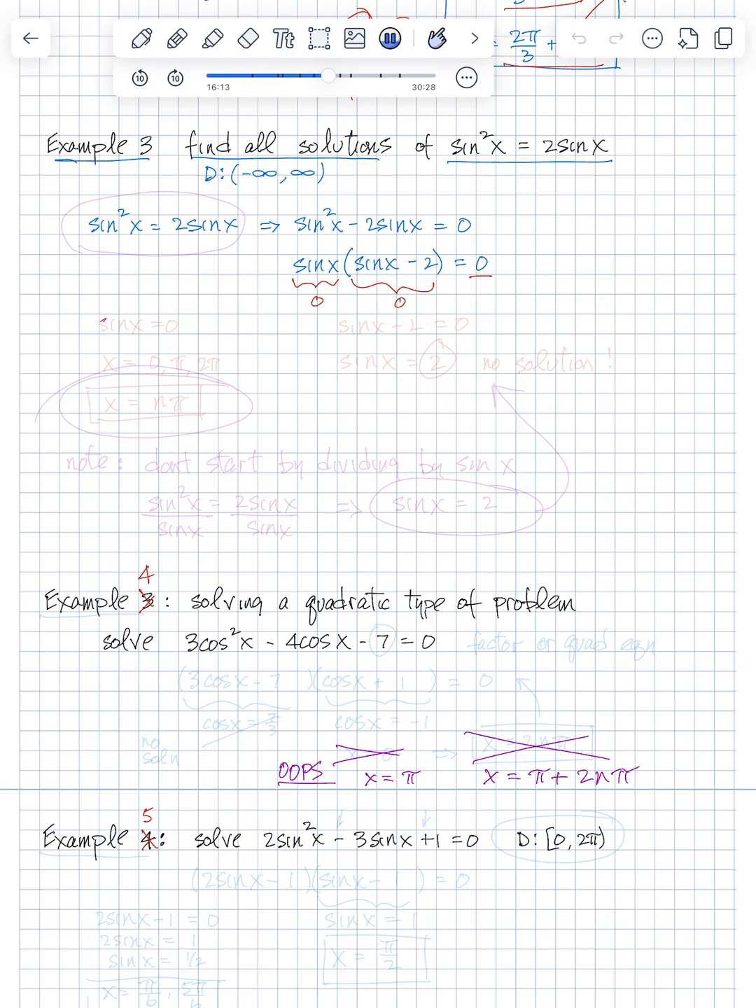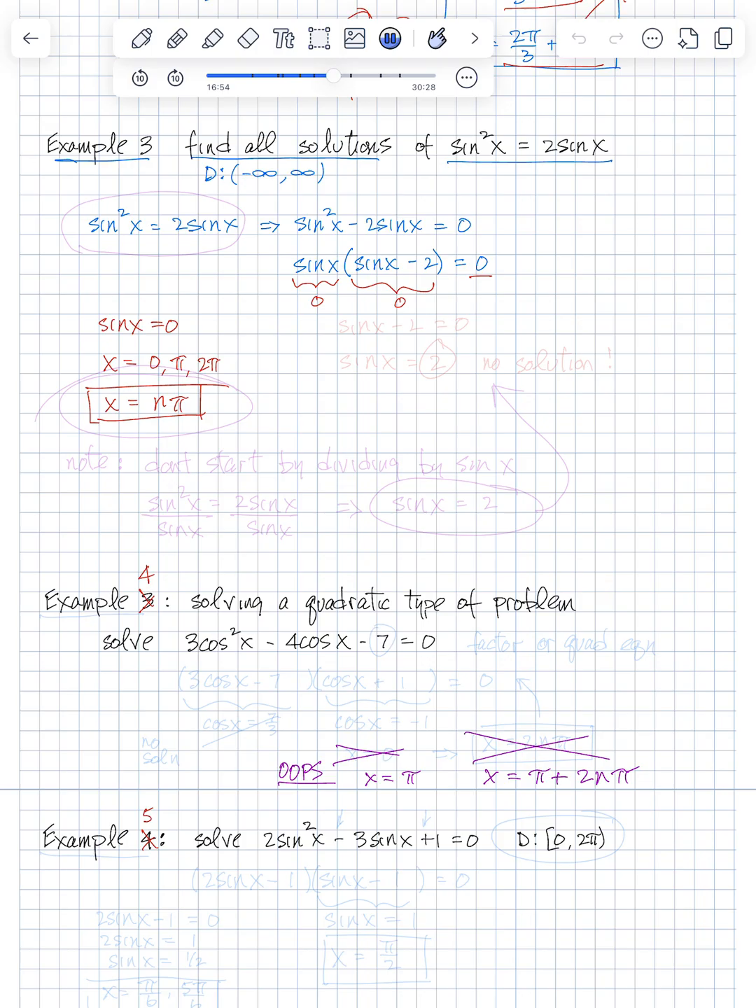So the first one, let's say sine x equals 0. Where does the sine of x equal 0? Well, it equals 0 at 0. It equals 0 at pi. It equals 0 at 2 pi. So it looks like we can say x equals n pi. So there's our first answer.